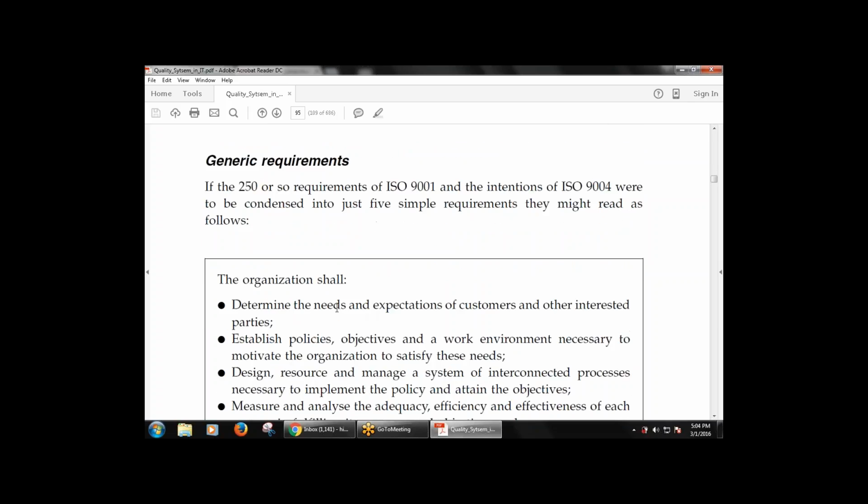The organization shall determine the needs and expectations of the customer and other interested parties. So there is a generic requirement. The organization shall determine the needs and expectations of the customer and other interested parties, then establish the policies, objectives, and the work environment necessary to motivate the organization to satisfy these needs.